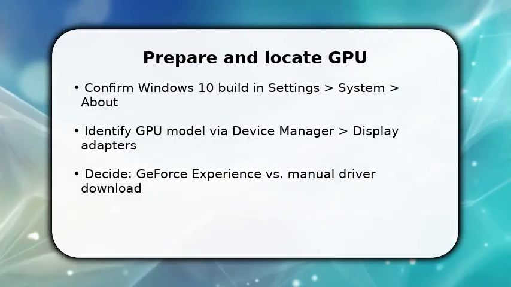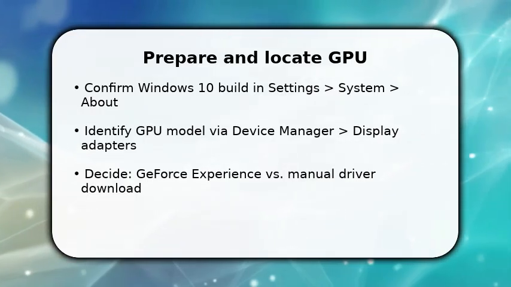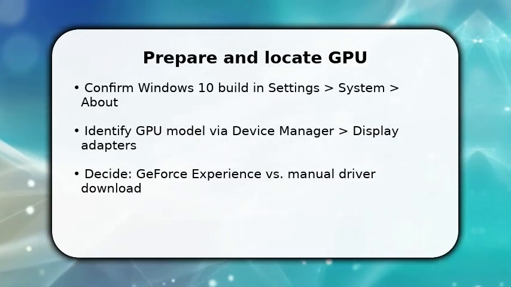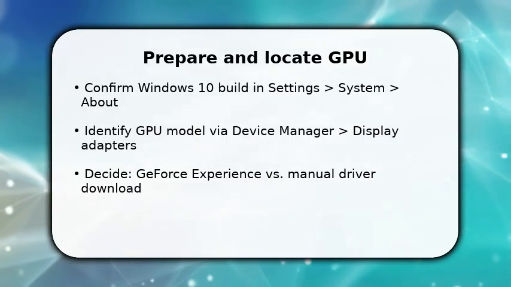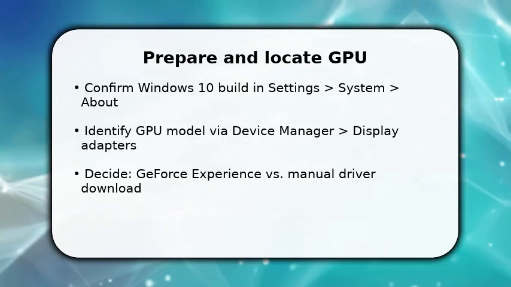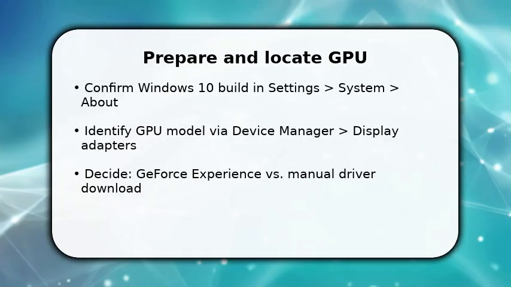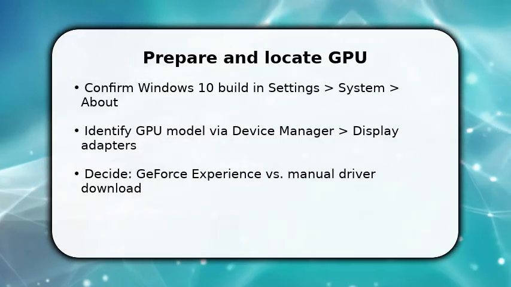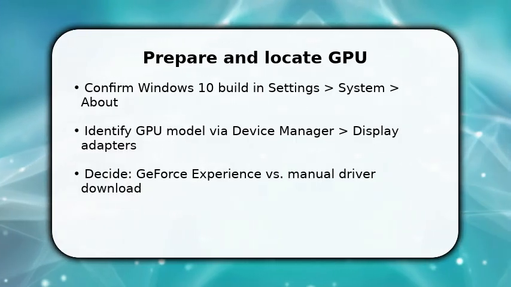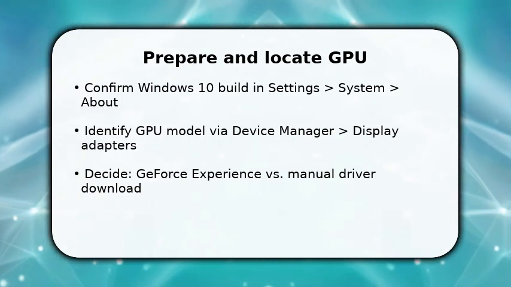You start by confirming your Windows 10 build and locating the exact GPU so you fetch the right driver. Open Device Manager and expand Display Adapters to read the model name. Once done, decide whether you'll use GeForce Experience for automatic updates or download the driver manually from Nvidia. Make sure you have admin rights and a wired or stable Wi-Fi connection. These reduce installation problems. Now proceed to the chosen download path so you don't install a mismatched driver.